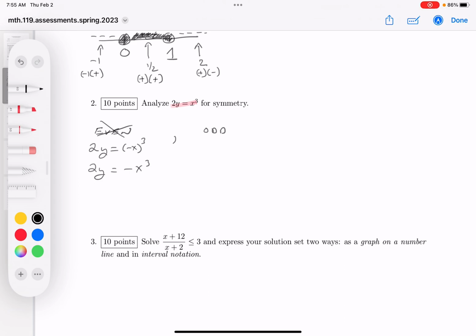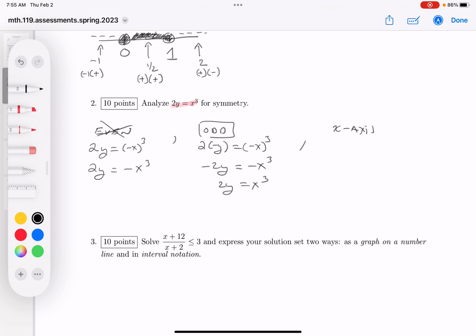How do you do odd? You replace x by minus x, and y by minus y. Let's do that. Simplify. I would multiply both sides by minus 1. You get 2y is equal to x cubed. This is clearly the same thing. It is odd. Let's do x-axis symmetry.